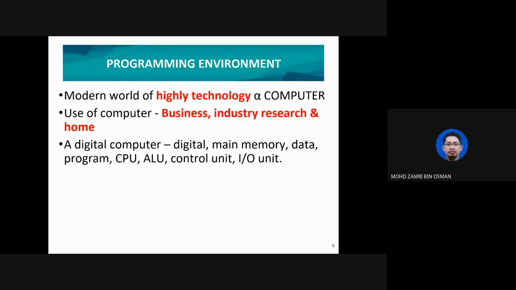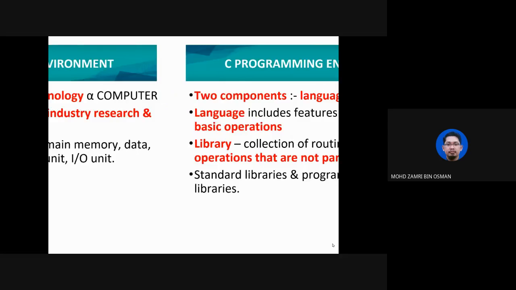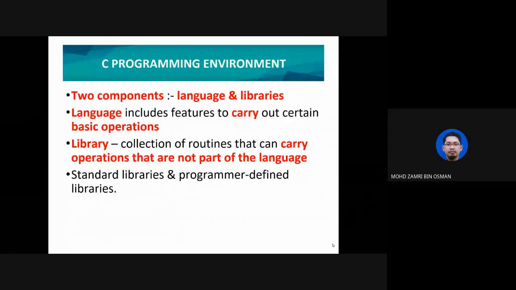In the modern world of high technology, computers are used in business, industry, research, and so on, using the C program. Okay, so there are two components in the C program environment, which are the language and also the libraries. Okay, what are the libraries and what is the language? So right now we're going to use the C language, and later on we're going to see the libraries that are inside the C programming environment.